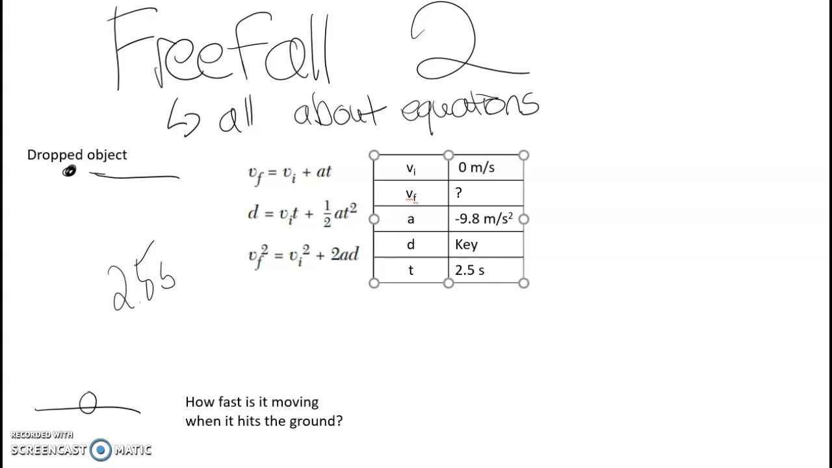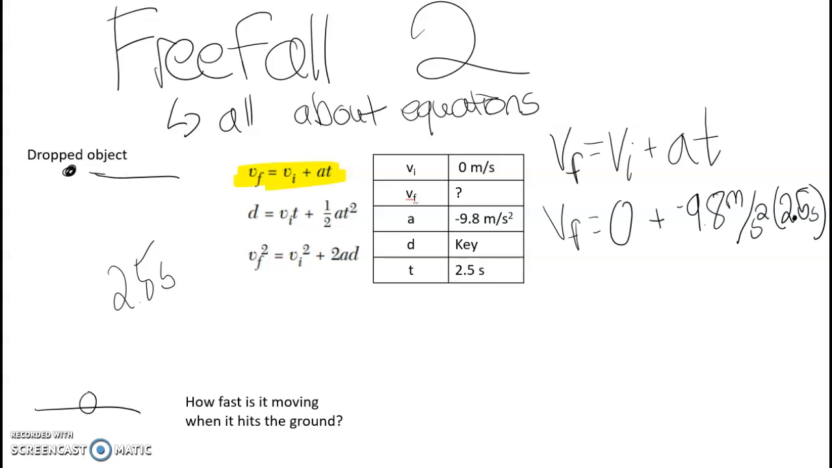Well, if the displacement is the key quantity, this is the equation that we're going to want to use. So let's start off by stating that equation. Let's plug in our numbers with units. And now let's punch this into our calculator. And I got 24.5 meters per second.